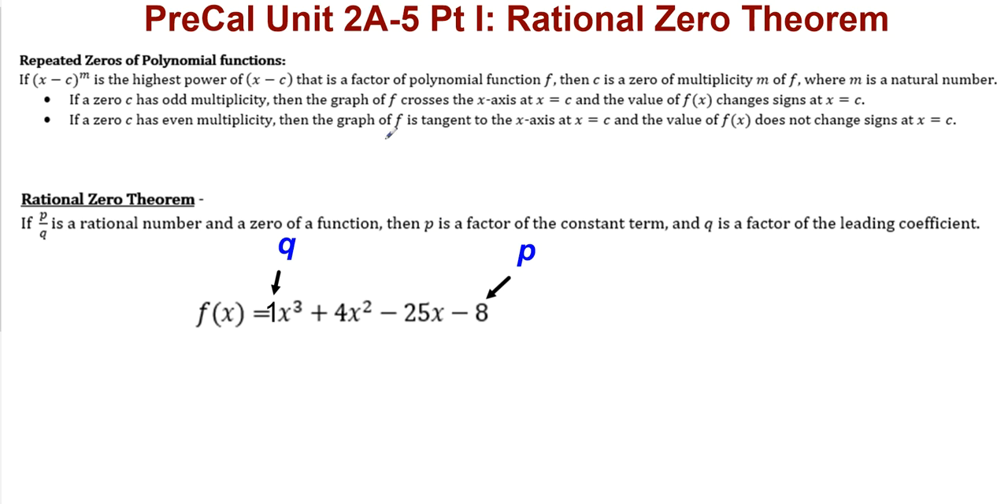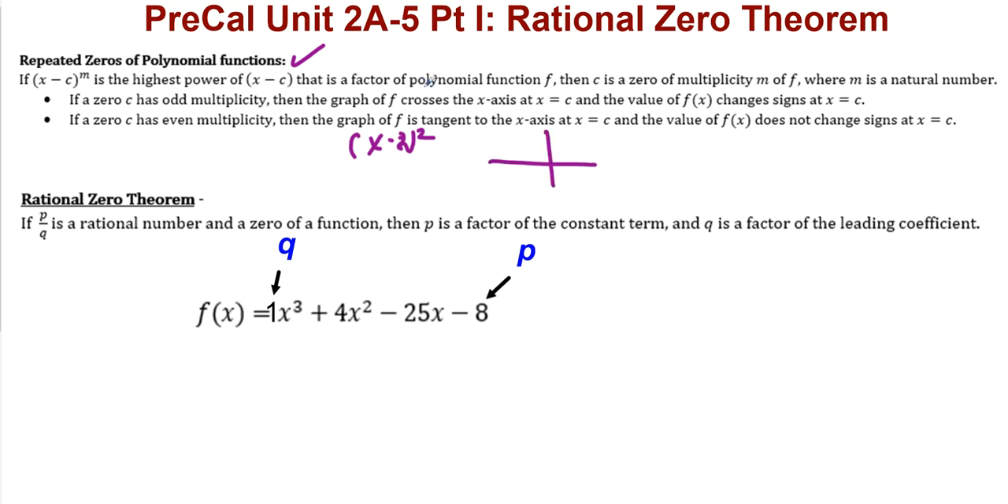So I just want to revisit one main concept, and that's the repeated zeros of a polynomial. This is when we talked about multiplicities. So if I had x minus 2 squared, that has a multiplicity of 2. And if it's an even multiplicity like this example, it's going to be tangent. If it was odd, say that was the third power, it's going to cross.